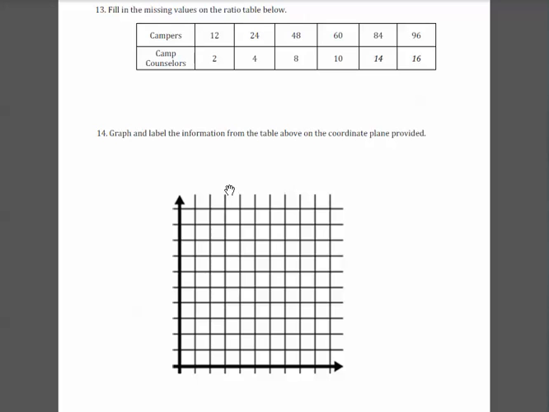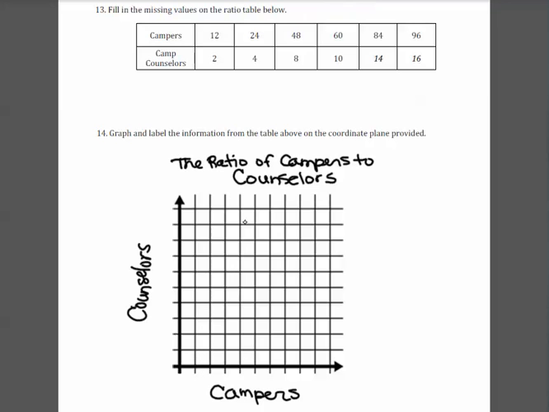Remember, it needs to talk. It needs a title. Your axis needs to be labeled and go up at the exact same rate. And then we plot our points. Okay, remember, you always put this one on the x-axis, which is the one that's horizontal, and this one on the y-axis, which is the vertical line. Okay, so these are my labels.